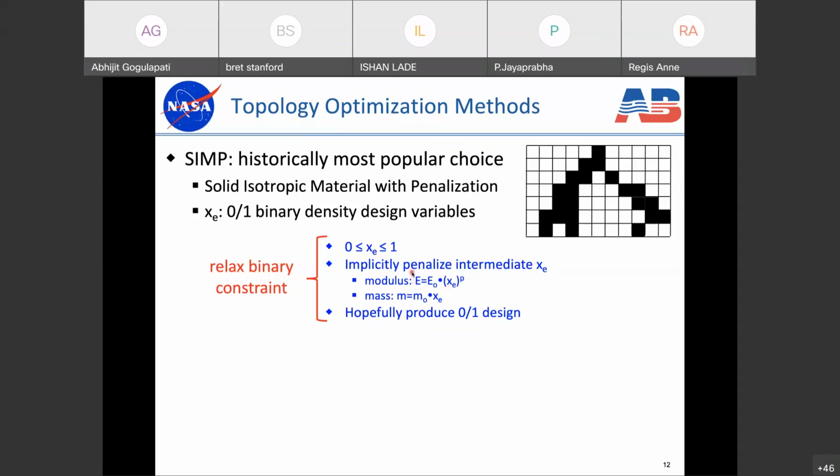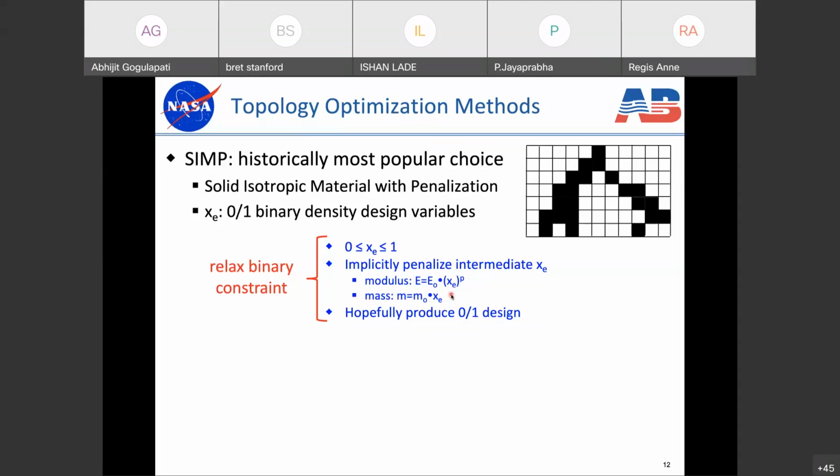So the modulus is a power law function, whereas the mass of that finite element is a linear function of x. It's a baseline mass times a linear function of x. So modulus is a power law function, and mass is a linear function. And what this very simple math has the effect of doing is that it undercuts the attractiveness, in the optimizer's eyes, of intermediate values of x.